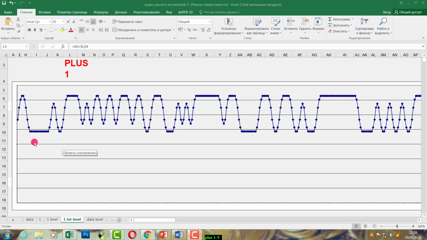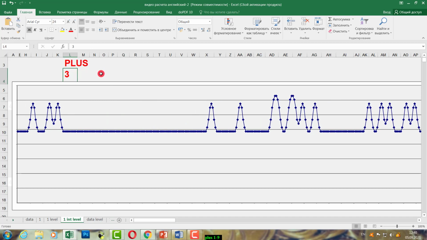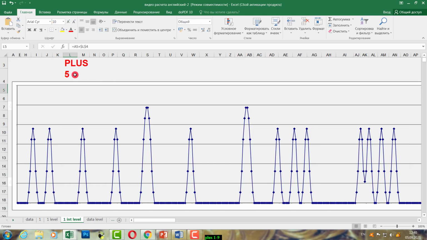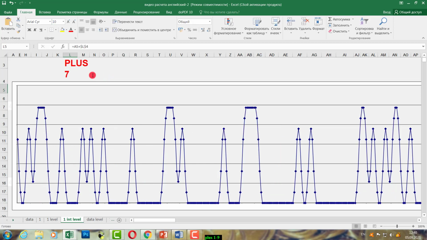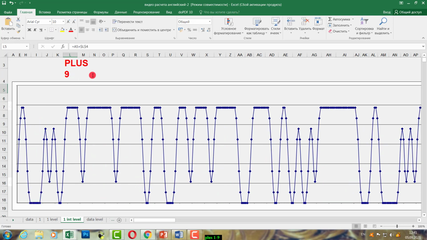The algorithm we found allows you to change the graph and recirculate it by adding 1 until we get the simplest graph to understand. +1, +2, +3, +4, +5, +6, +7, +8, +9. The simplest graph is the graph to which we added 7.